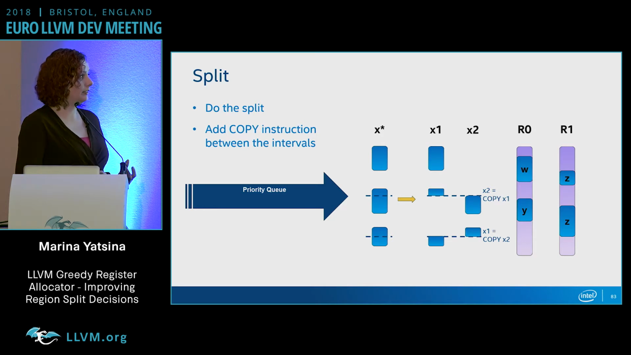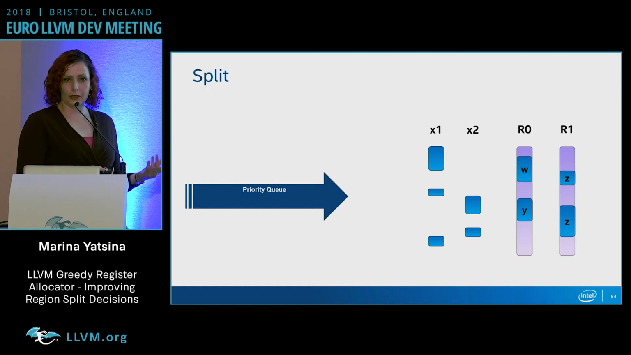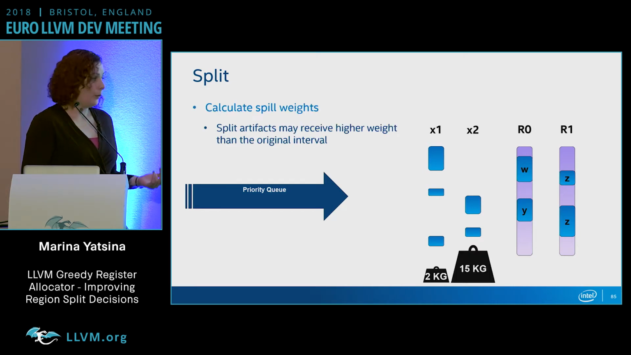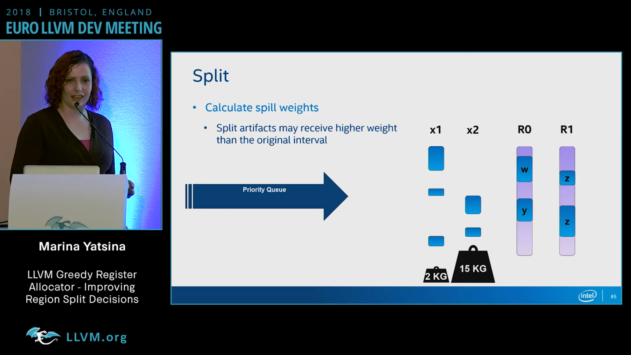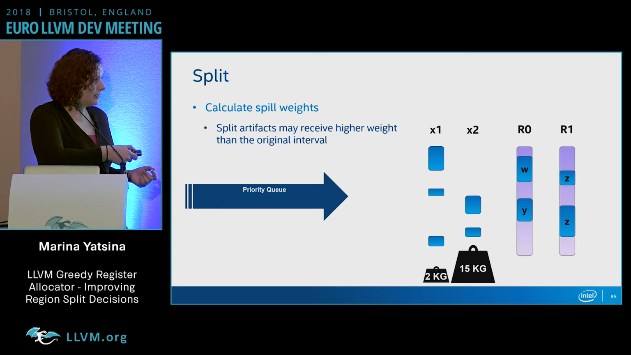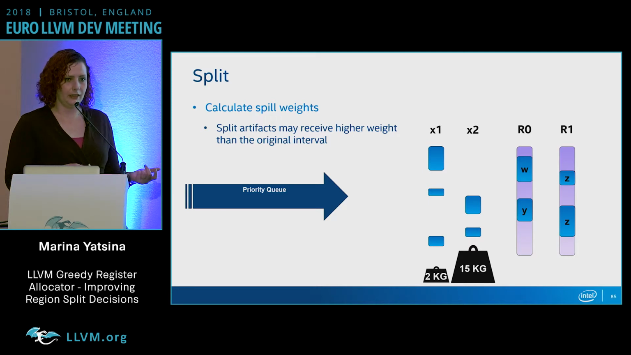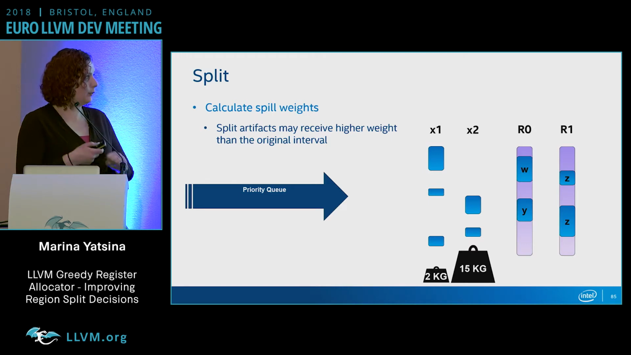Okay, and the original X interval no longer exists. The new intervals are the ones that are going to take part in the allocation from this point on. Now, there are new intervals, so we need to calculate their spill weight. Please notice that this time, one of the split artifacts has a higher spill weight than the original artifact. And this can happen because maybe the split changed the characteristics, because maybe now X2 has a very high use density, but when we looked at the whole X, which already disappeared, it didn't have such high use density. So this may affect the spill weight.